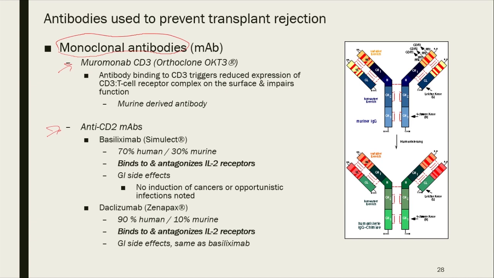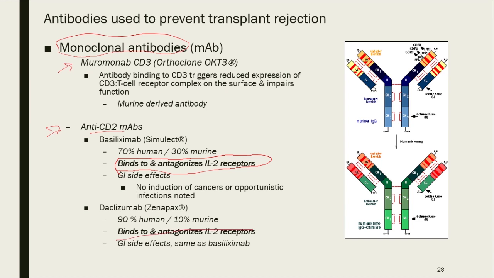The main message here is that they are binding to different CDs on the T cells, and some of the anti-CD2 can bind and antagonize IL-2 receptors on the T cell. Remember, T cells receive IL-2, which leads to proliferation, differentiation, and activation. If you block those receptors, you're basically stopping the activation process here.